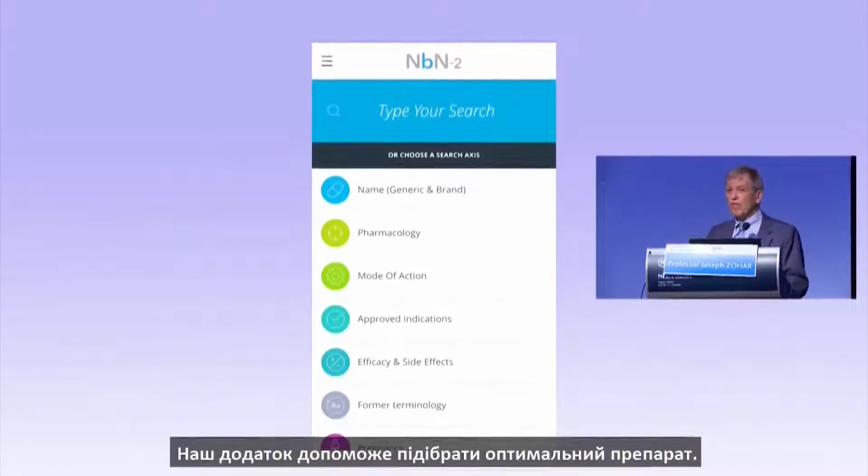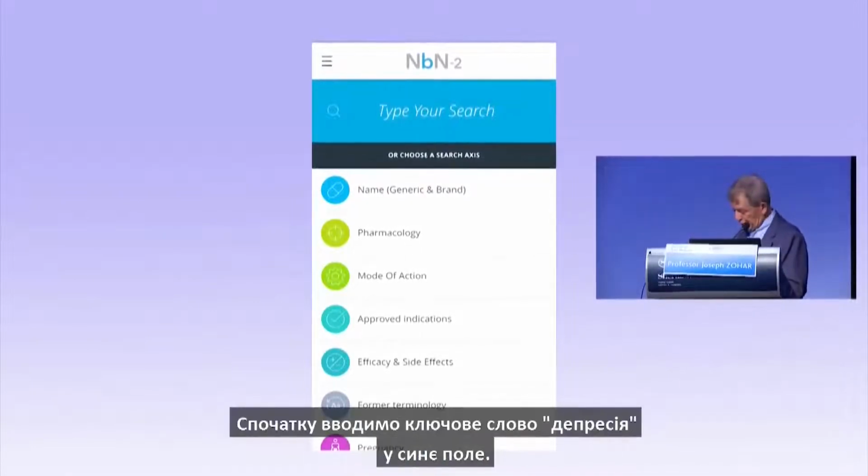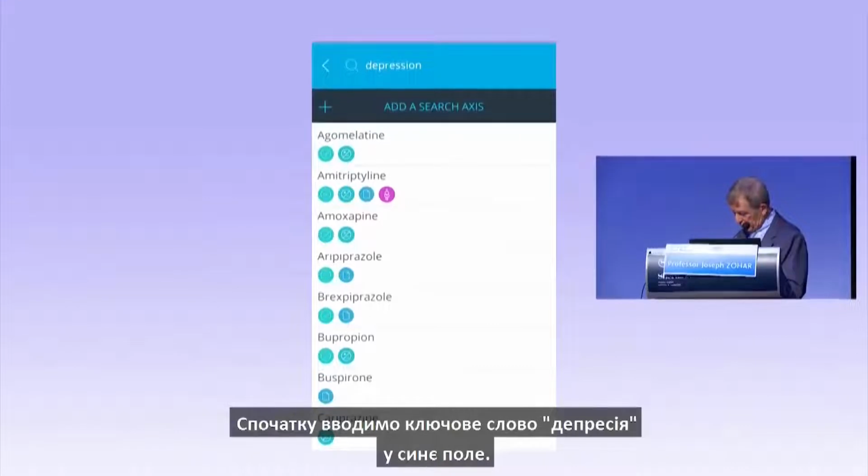So you can use the search engine and find out what the best medication is for this patient. Let's do it together. So we're talking about depression, so I type here on blue, depression.